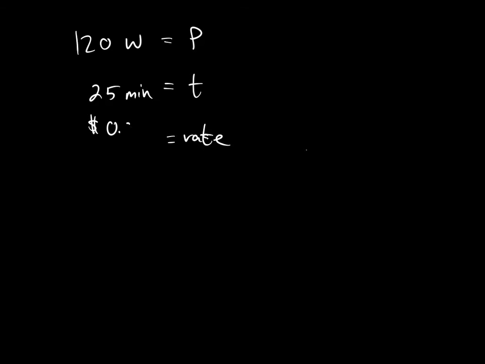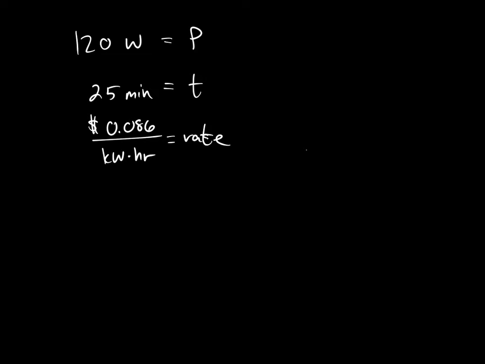So let's write down our givens right away. It says the bulb is 120 watts. What is 120 watts? That's power. We're also told that its time is 25 minutes. And finally, we're told that the rate of cost is going to be 0.086 per kilowatt hour. That's what we're given in this problem right here. We're given those three things.